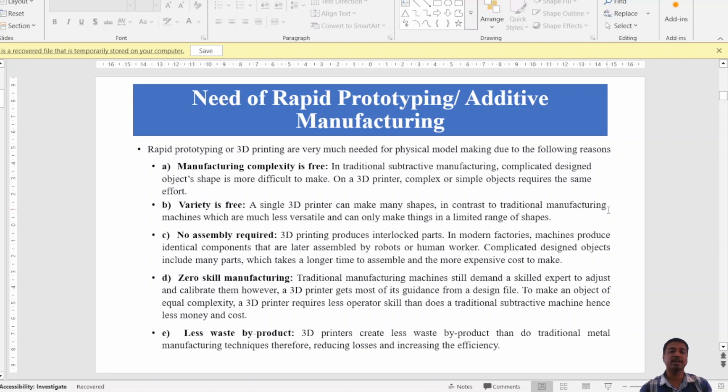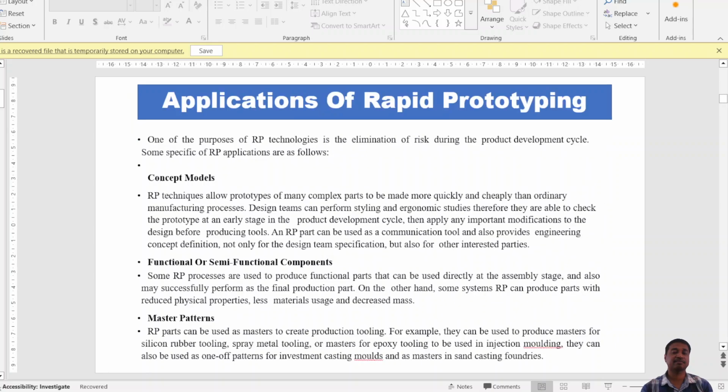Next, less waste byproduct. 3D printers create less waste byproduct than traditional metal manufacturing techniques, therefore reducing losses and increasing efficiency. So, these are the basic needs of rapid prototyping or additive manufacturing techniques.